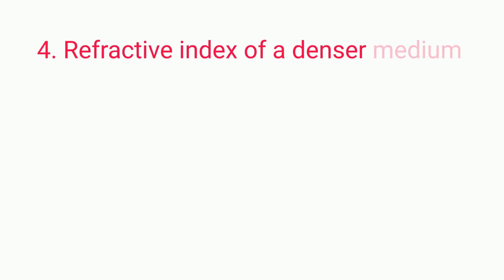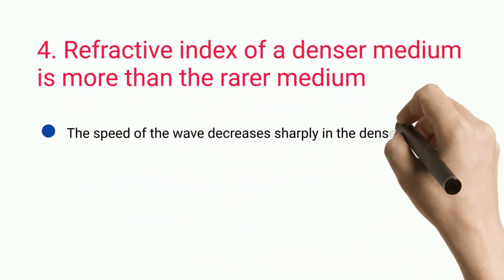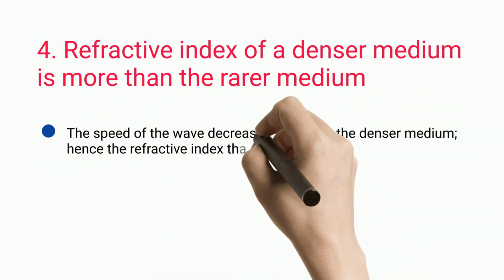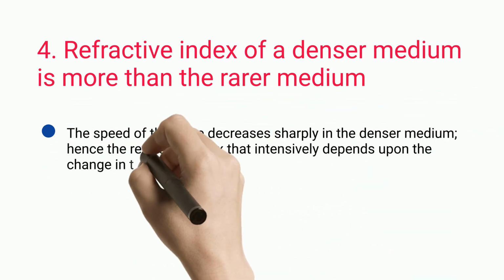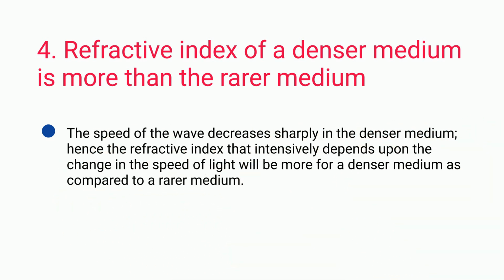4. Refractive index of a denser medium is more than the rarer medium. The speed of the wave decreases sharply in the denser medium, hence the refractive index, which intensively depends upon the change in the speed of light, will be more for a denser medium as compared to a rarer medium.